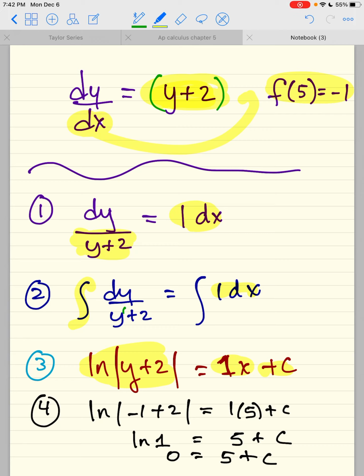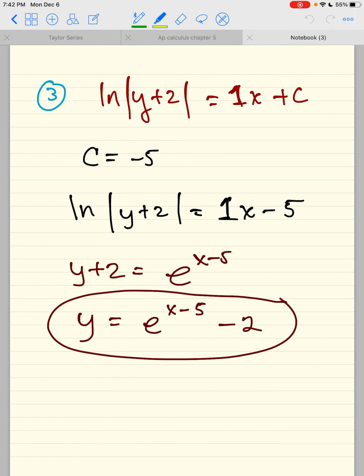You are going to now plug in x to be 5 and -1 to be y. So once again, natural log of 1 is 0 after you plug in -1, 5. And you get 5 plus what number makes 0? -5. So c is -5, and you plug it back into step 3. So you get to this point here. You have to raise this part, so e raised to this. And then you minus 2. So I hope you guys can see that. You got y by itself. Okay? So all you're doing is integrating plus c and then filling it in.